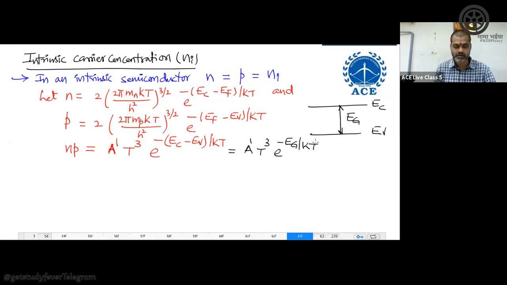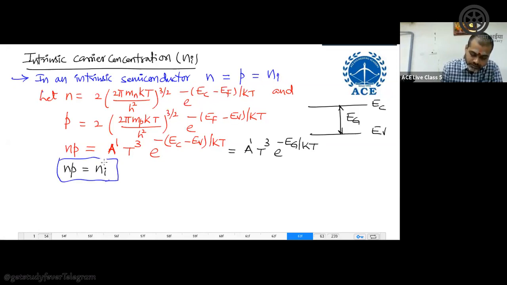Hope I am clear. Now what is n into p? It's nothing but ni square. Can I say so n into p is equal to ni square? So what is this law called? Yes, it is the mass action law. Yes or no? It is called as what? Mass action law.